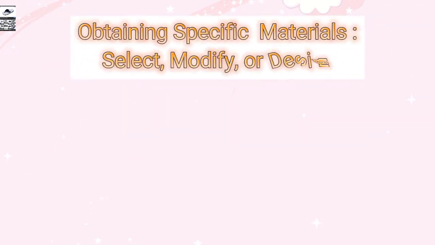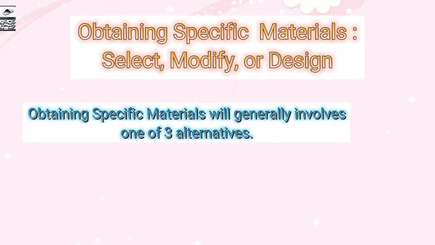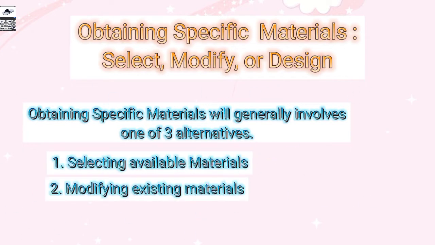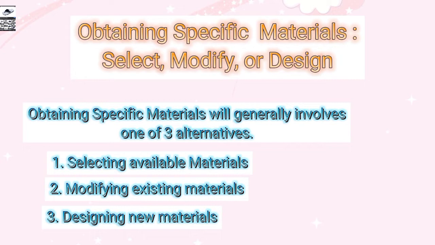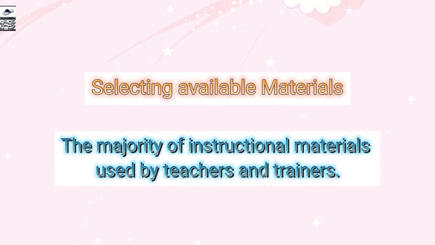Obtaining specific materials: select, modify, or design. Obtaining specific materials will generally involve one of three alternatives. 1. Selecting available materials. 2. Modifying existing materials. And 3. Designing new materials. Selecting available materials: the majority of instructional materials used by teachers and trainees are off-the-shelf, ready-made, or from other easily accessible sources.